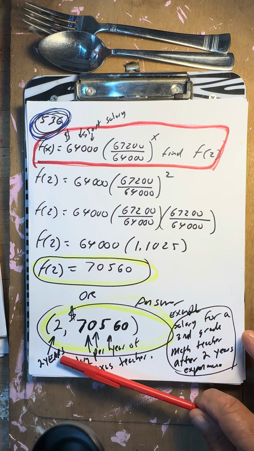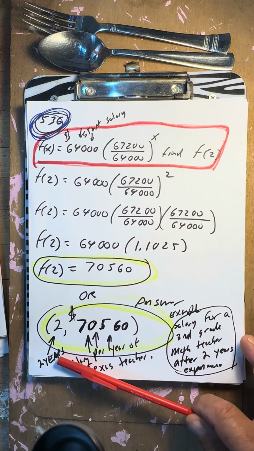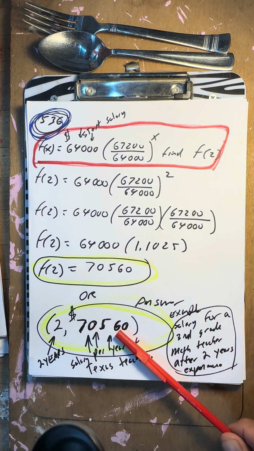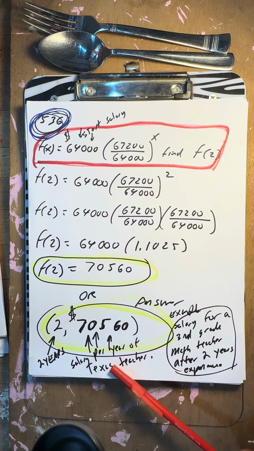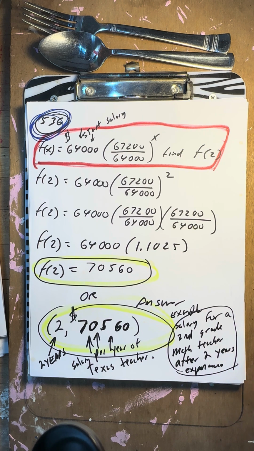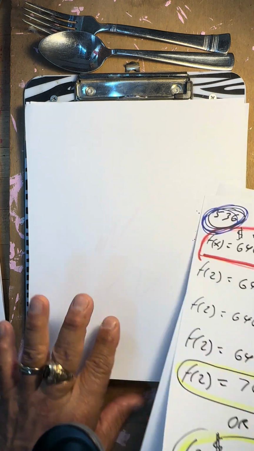So after 0 years experience, you got 64,000. But 2 years later, now you have 2 years experience. Guess what? You get paid 70,560, your salary per year as a Texas teacher. Okay, what do you do? Teach 3rd grade math. Tough stuff.